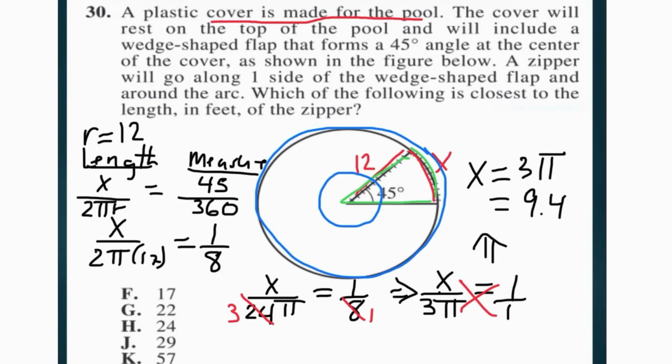So if we add the 9.4, which is the arc length, to the radius of this circle, or the cover, that's 12 plus 9.4. And that gives us approximately 21.4. And so the closest answer to that would be G, 22.